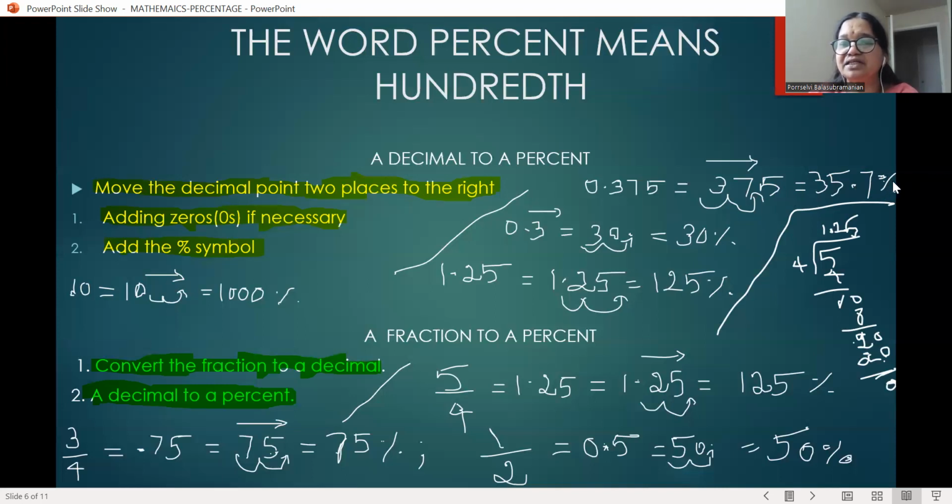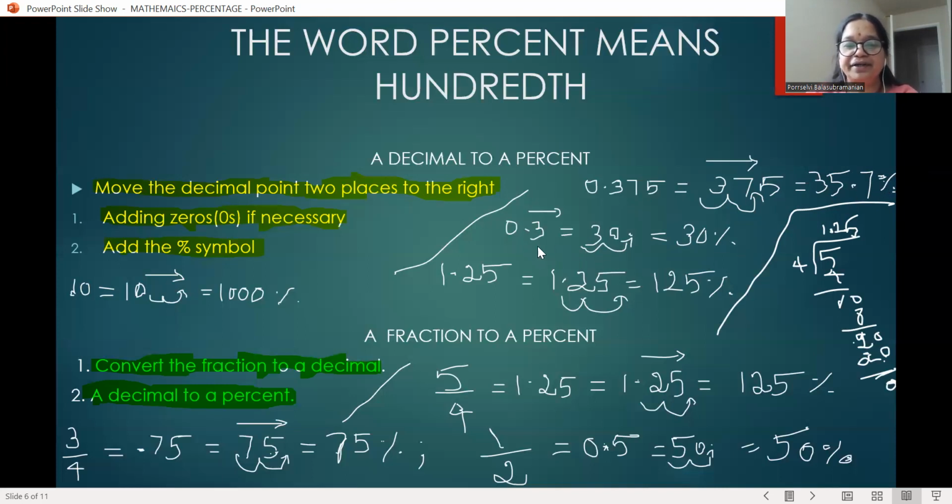This percentage symbol is very important. Okay, if you miss this symbol, it will show 37.5. It indicates again the decimal value. So you lose a mark. Okay, so you have to be very careful.